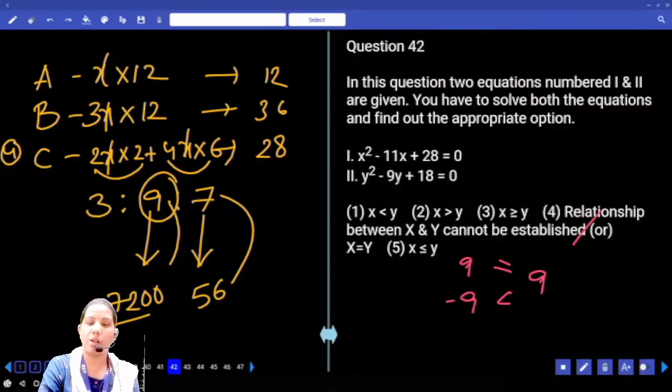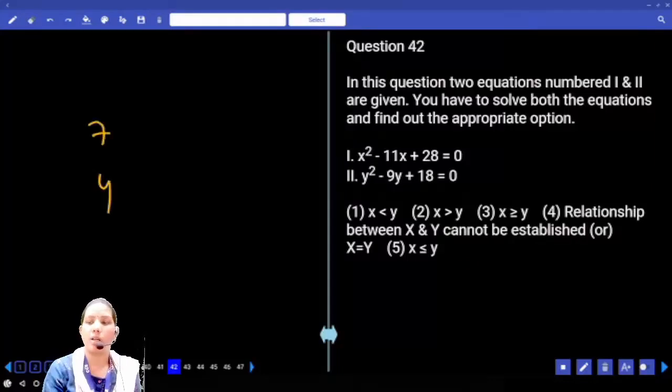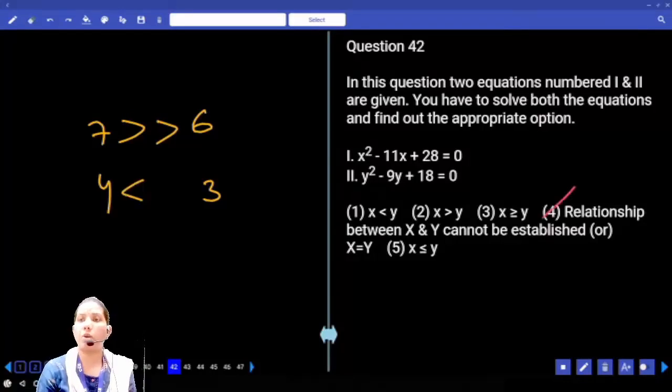Next question number 42. X square minus 11x plus 28 equal to 0. Both are positive. Those are 7 and 4. And y values both are positive. Those are 6 and 3. 7 is greater than 6 and 3, but 4 is less. Answer cannot be established.